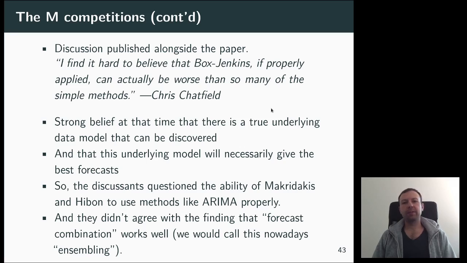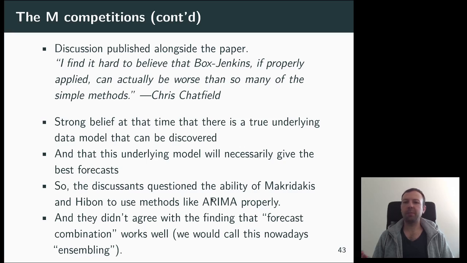And in general, in the discussion, there was a strong belief that there is a true underlying model, a true underlying data generating process, that you just need to discover. And then this underlying model will necessarily also give you the best forecasts. So because ARIMA didn't work very well, consequently the discussants questioned the ability of Makridakis and Hibon to use these models properly.